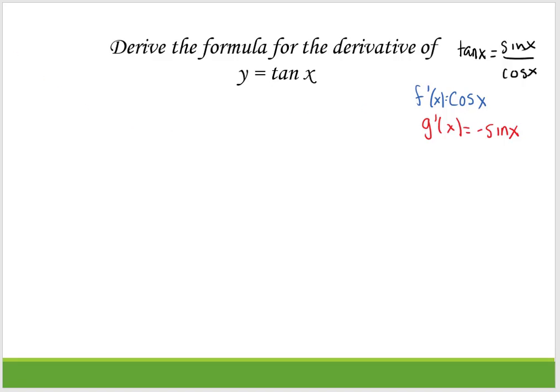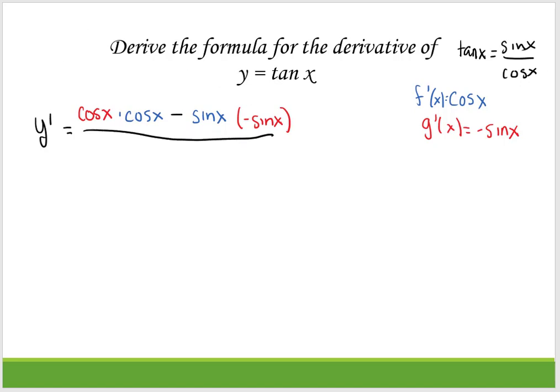So now what you want to do is write out your derivative. Y prime equals low d high minus high d low. Draw a line, square the below.